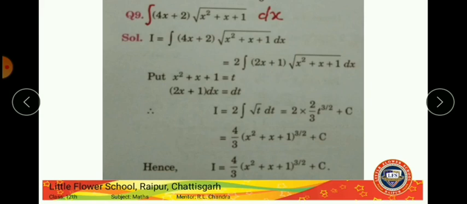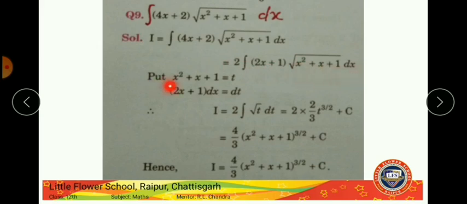Now refer question number 9. Integration of (4x plus 2) root x square plus x plus 1. Let I be equal to integration (4x plus 2) root x square plus x plus 1. Here in case of 4x plus 2, 2 is common out. Here it is written 2 common out. Integration 2 (2x plus 1) root x square plus x plus 1.